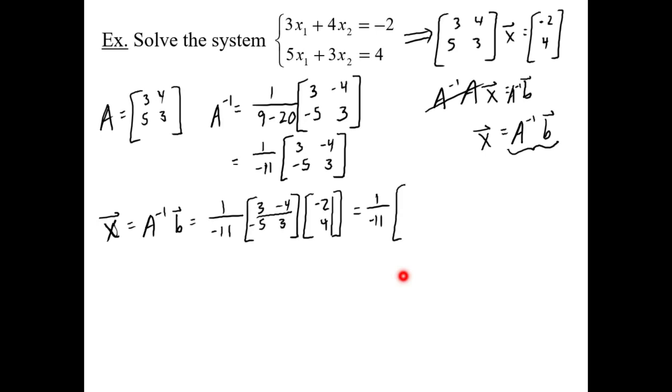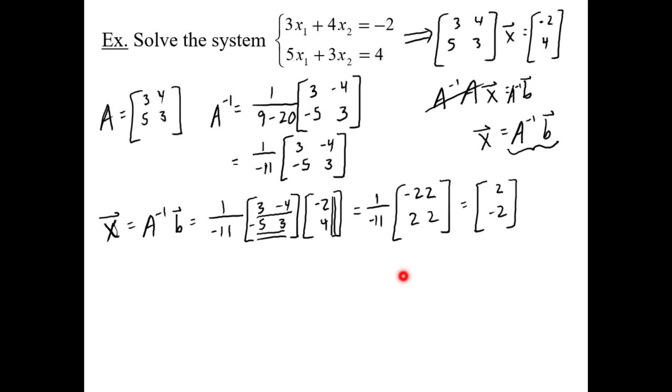So I'm going to get 3 times -2 and -4 times 4. So -6 plus -16 is -22. Now I'm going to take my second row and multiply by my column. So we get 10 plus 12 is positive 22. Okay. And bring in the -11. And so my final answer is positive 2, -2.